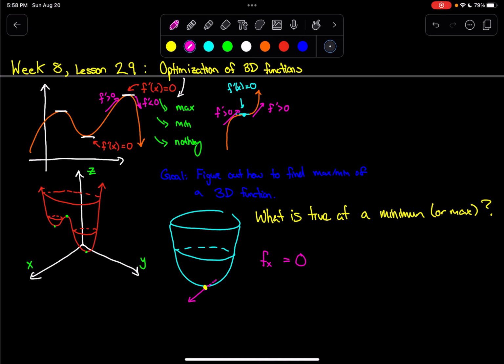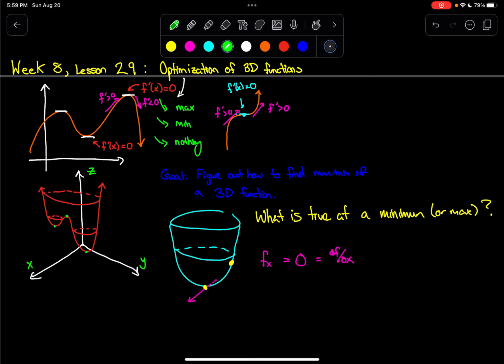If I were to take that yellow point over here and take the derivative with respect to x, the graph is going to be sloped down, it's going to be negative. And if we're at the bottom of something, we want to be nice and flat, so that should mean that our f prime with respect to x, our df dx, should be equal to 0.